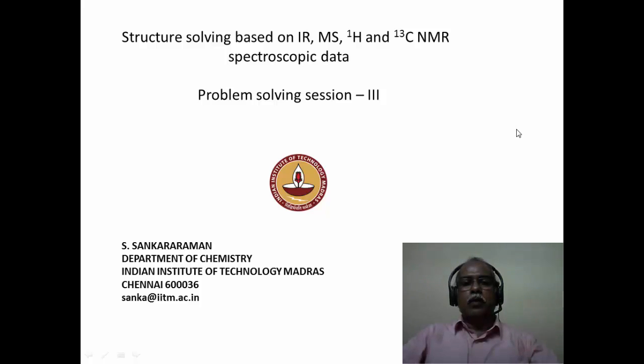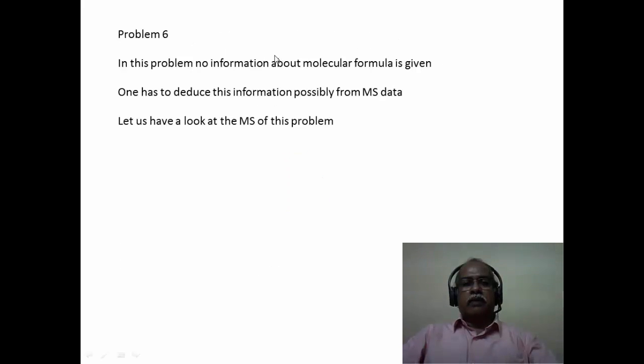Hello, we will move on to problem solving session 3. This will be module 31 of the course on application of spectroscopic methods in molecular structure determination. We will continue to use the data from infrared spectroscopy, mass spectrometry, proton and carbon-13 NMR spectroscopy for solving simple organic structures. This is problem number 6. The first 5 problems were in modules 29 and 30. So we start with problem number 6 in this particular module.